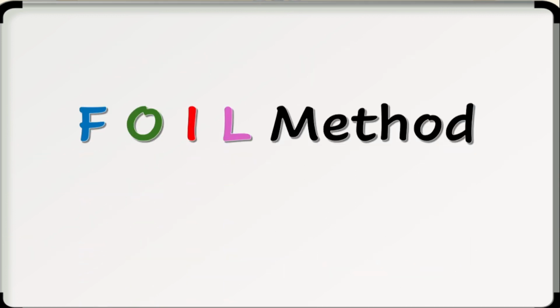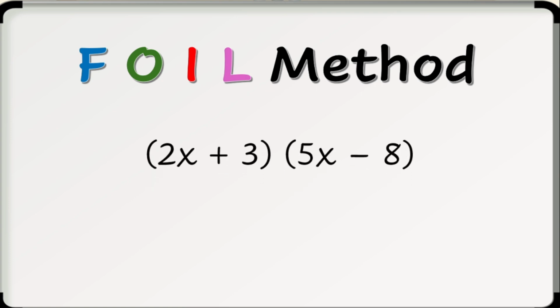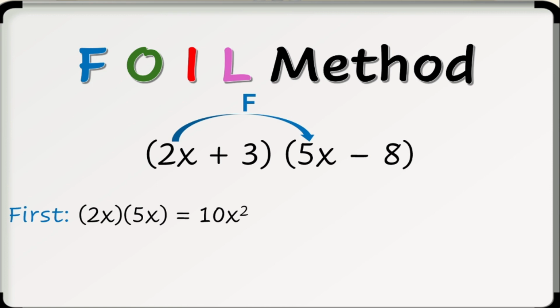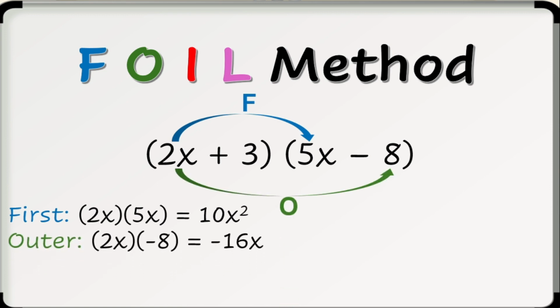Let's visualize it. Let's have the product of the binomial 2x plus 3 and the binomial 5x minus 8. For first, we have 2x times 5x, which is equal to 10x squared. For outer, we have 2x times negative 8, which is equal to negative 16x.